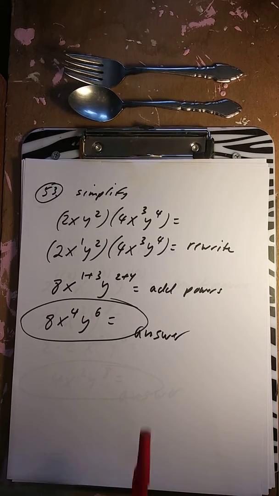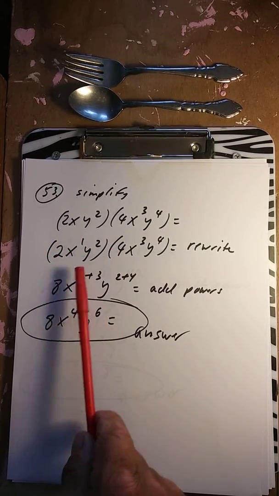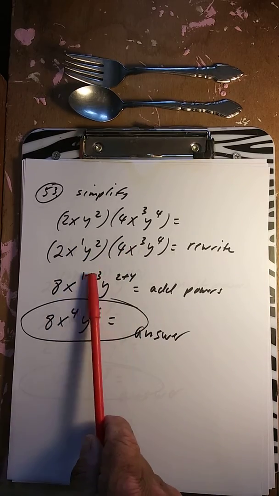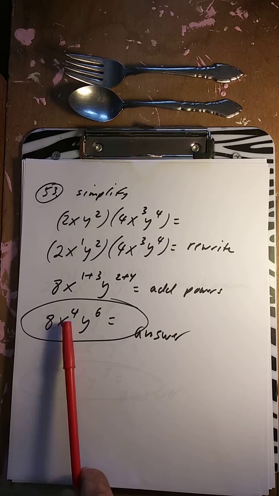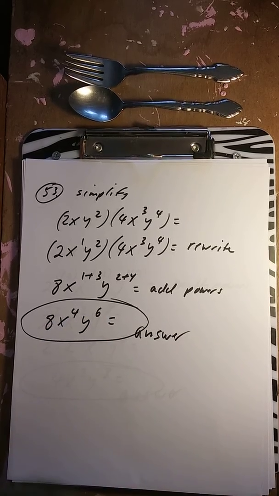This one, multiply this one. So you're going to go, the 2 times the 4 is 8. x to the 1, x to the 3 is 1 plus 3. y to the 2, y to the 4 is 2 plus 4. 8 x to the 4, y to the 6.